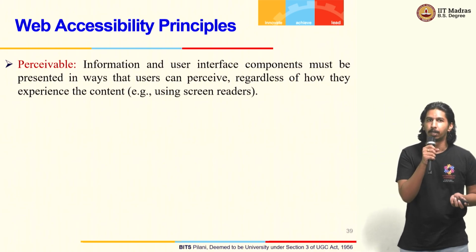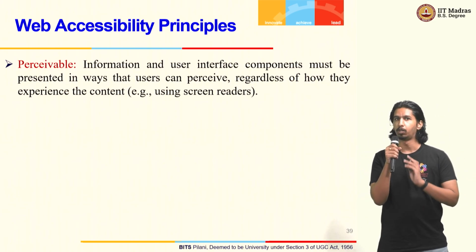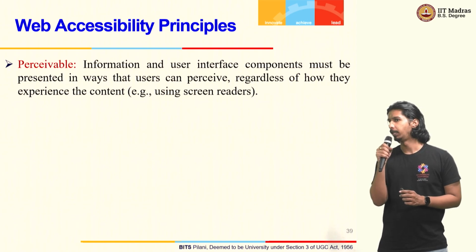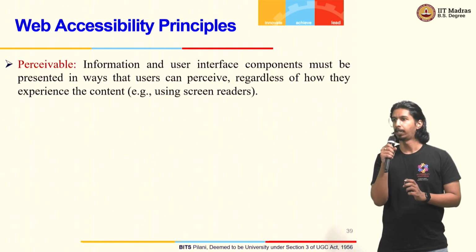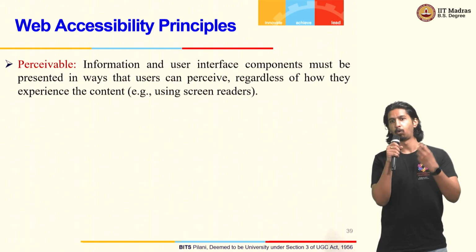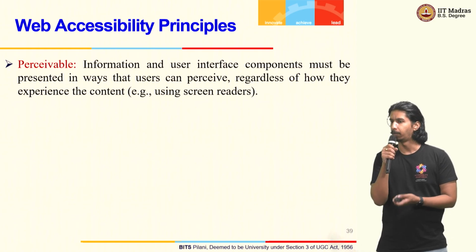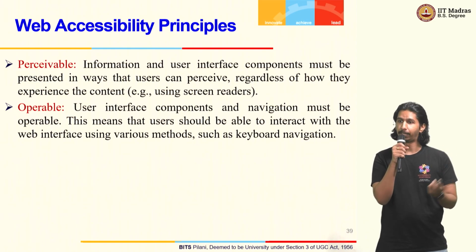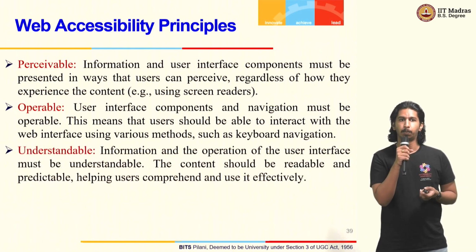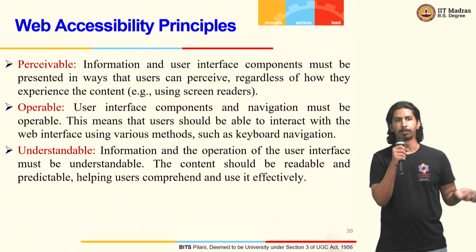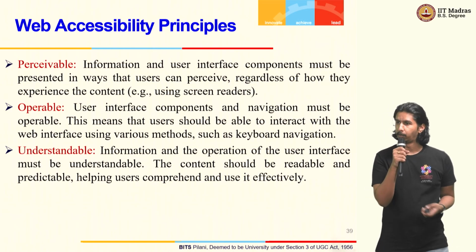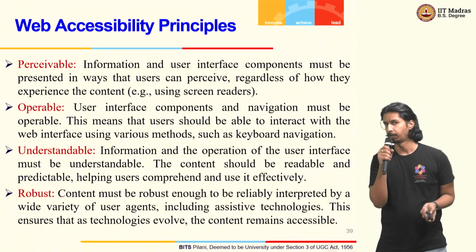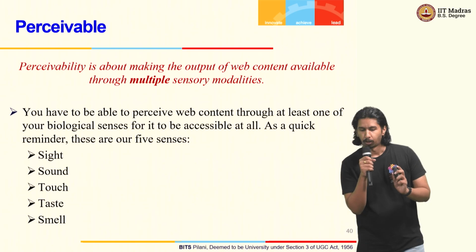Perceivable in simple terms means information and user interface components, whatever we develop, must be presented in ways which people with disabilities, or in general, it should be satisfying at least one of the 4 or all the 4 sensory modalities. And we will come back to this. Operable, again, it should be operable with a variety of inputs. And understandable, your content as well as your interfaces should be more intuitive and easy to understand. And finally, robust, it must be able to work in a lot of agents, right? So now let's look at each one of them, right?